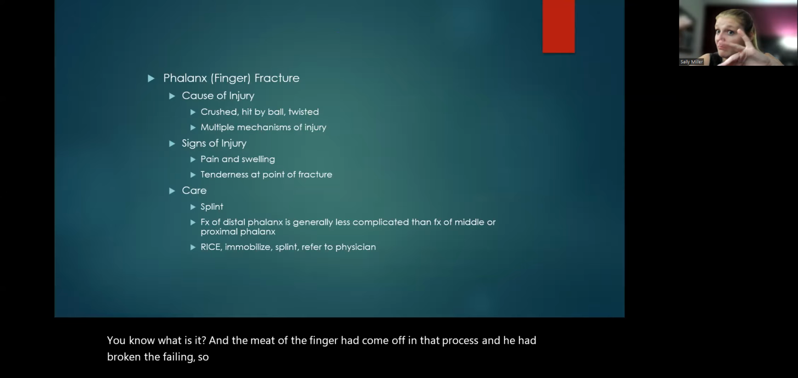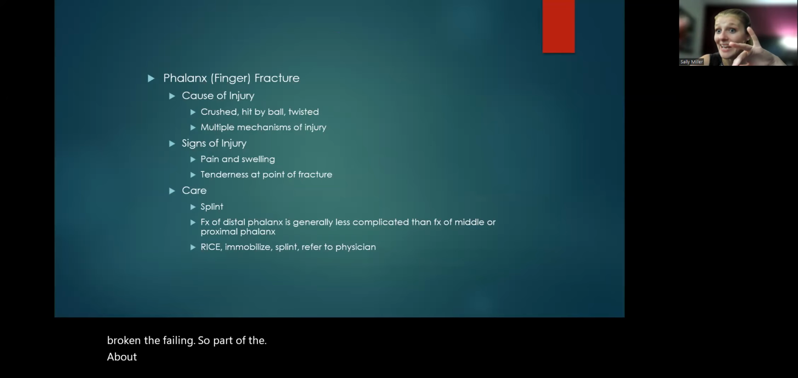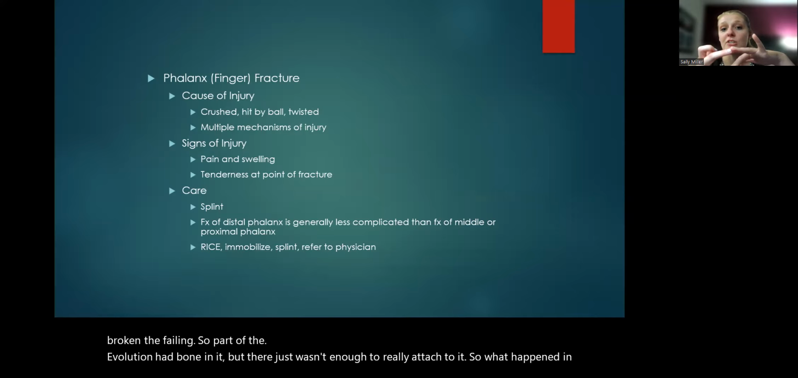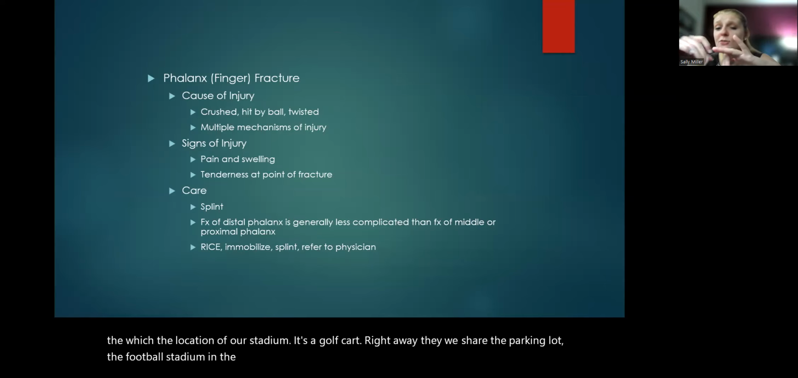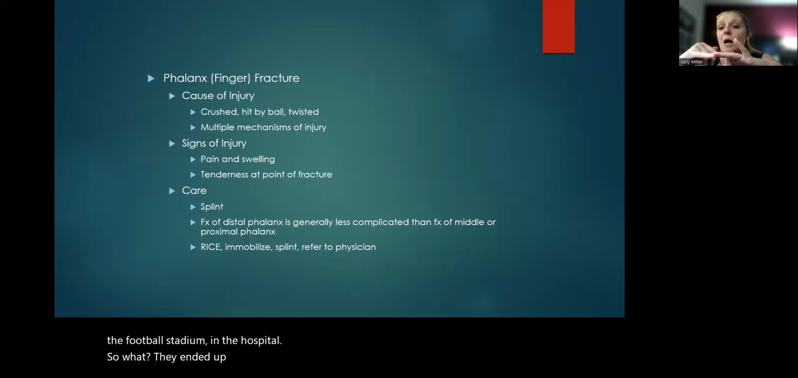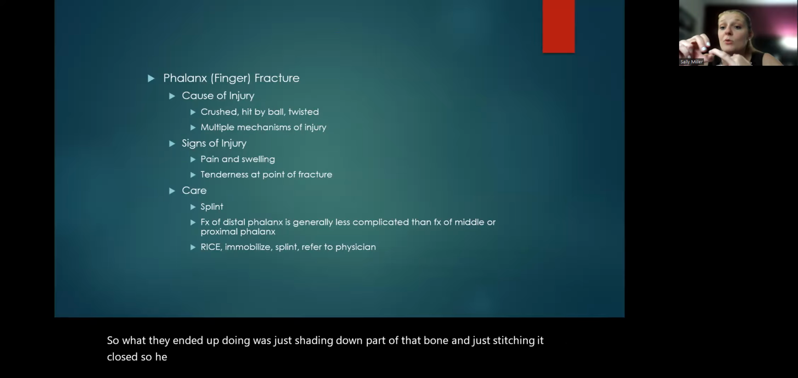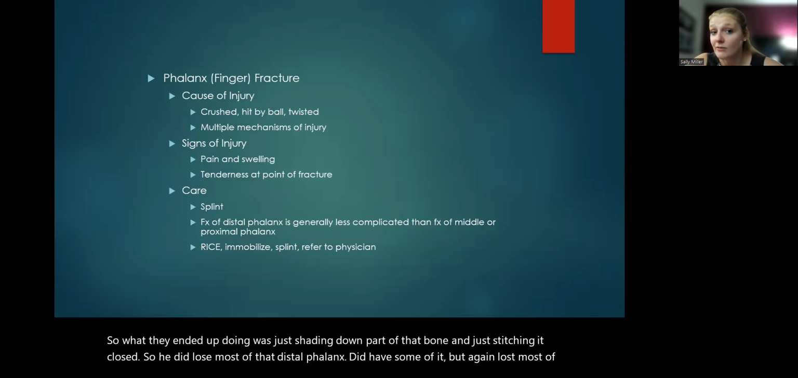So part of the avulsion had bone in it, but there just wasn't enough to really attach to it. So what happened in the ER, which, given the location of our stadium, it's a golf cart right away. We share the parking lot, the football stadium, and the hospital. So what they ended up doing was just shaving down part of that bone and just stitching it closed. So he did lose most of that distal phalanx, and lost most of the tip of his finger from that.